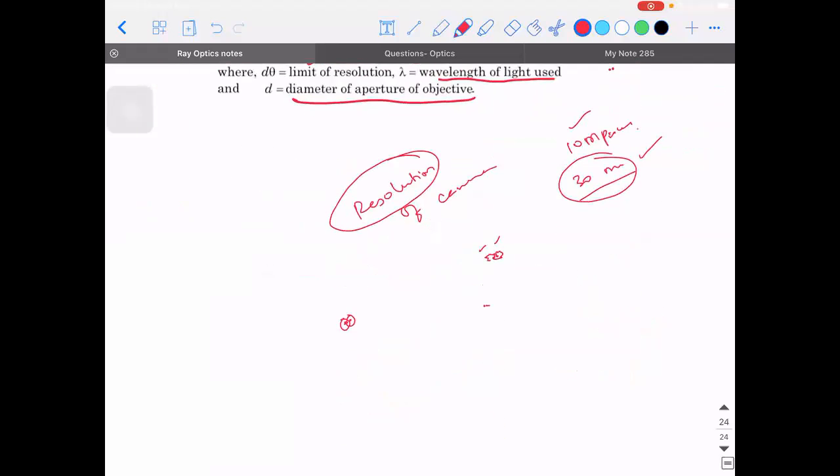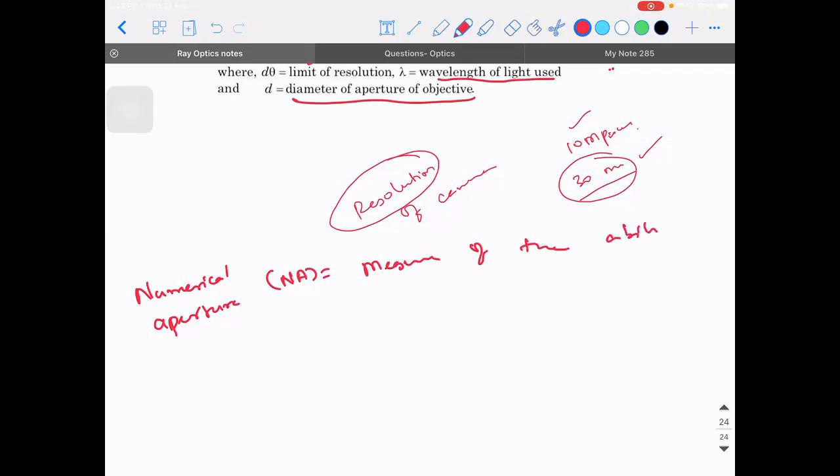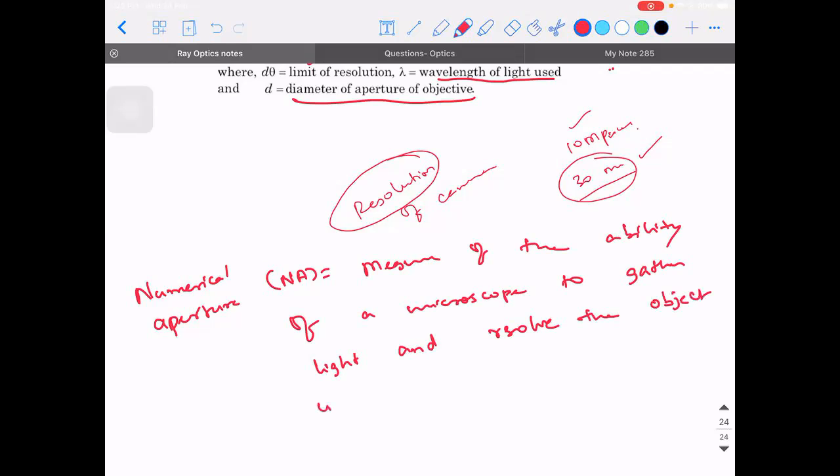Okay. Last, there is only one concept. Write it down, which is not there in these notes, which is called numerical aperture, which is called NA. It is the measure of the ability of a microscope to gather light and resolve the object under observation in detail. Generally, it is used for a microscope.